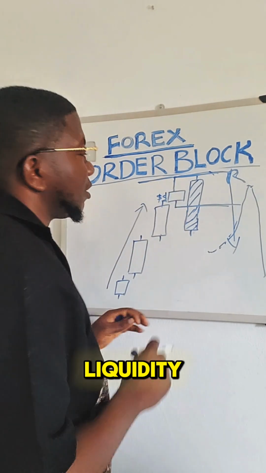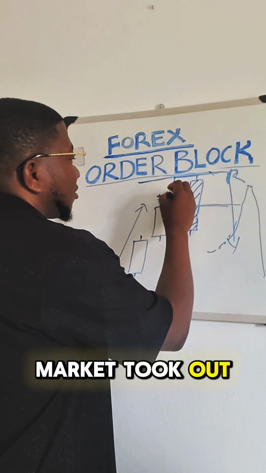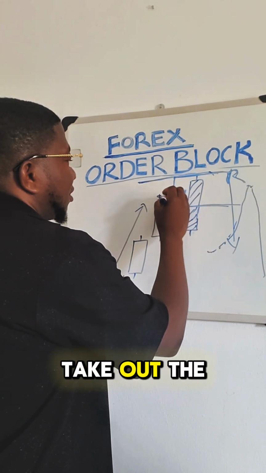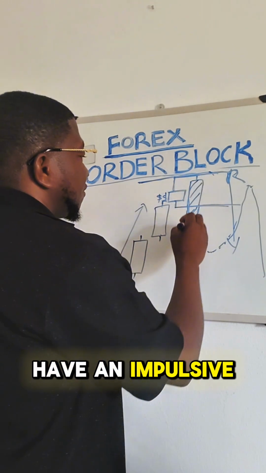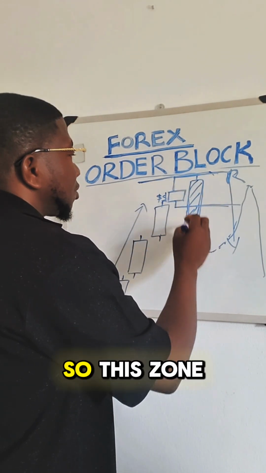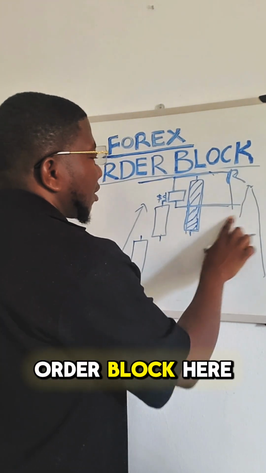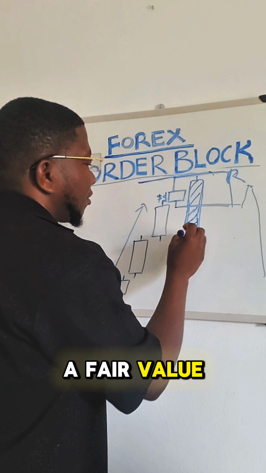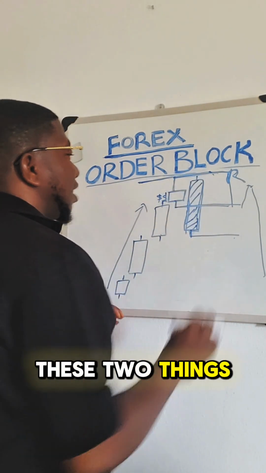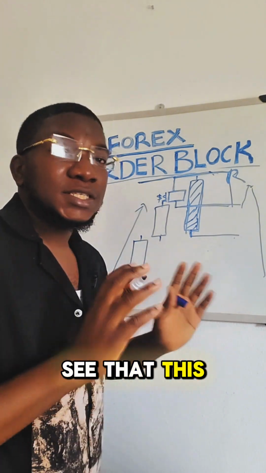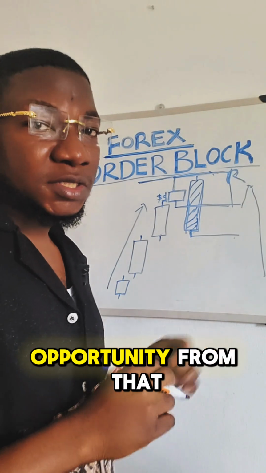There are going to be some liquidity resting above the last candle before the key level. Once the market took out the liquidity like this, we are going to have an impulsive move. So this zone now becomes our order block. You can see how this order block creates a fair value gap, which is also known as imbalance. Once these two things are present, we can see that this order block is a very valid one, and we can look for trade opportunities from that zone.